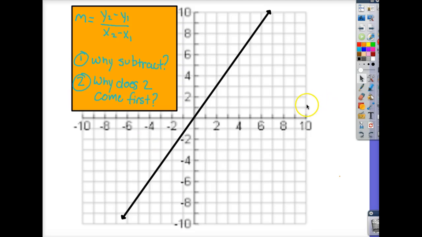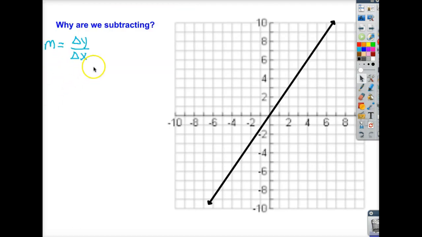So, two very common questions that I get when we're dealing with how to find slope, especially with this formula here: m equals y2 minus y1 over x2 minus x1. One, why are we subtracting? Two, why does the 2 come first? Why don't we just stick with number 1 first, when that makes sense to do them in order? Well, let's address those. First off, why are we subtracting?